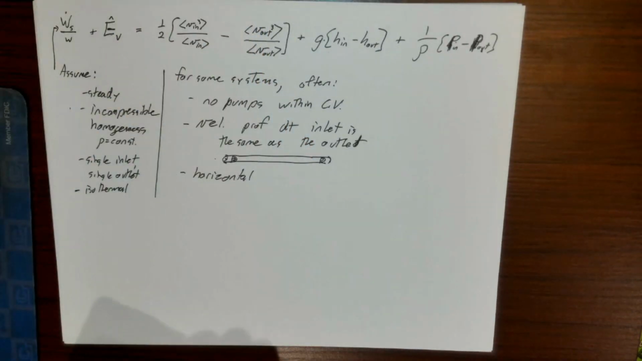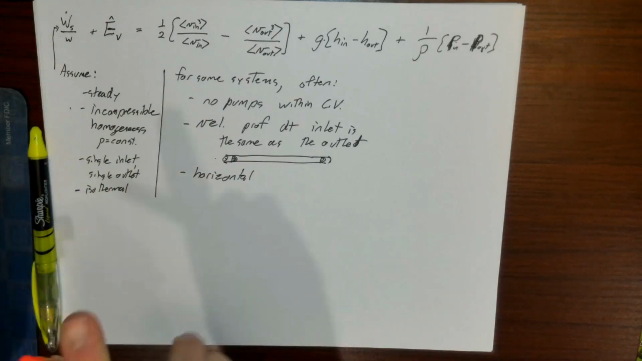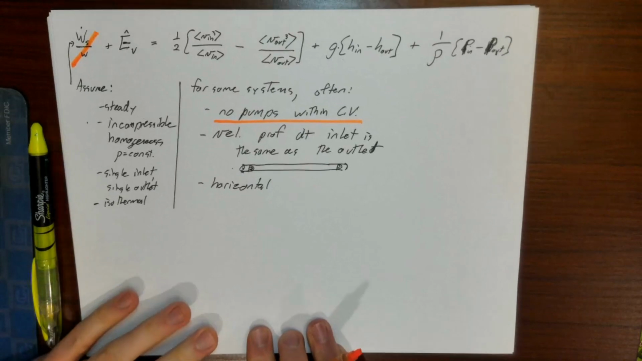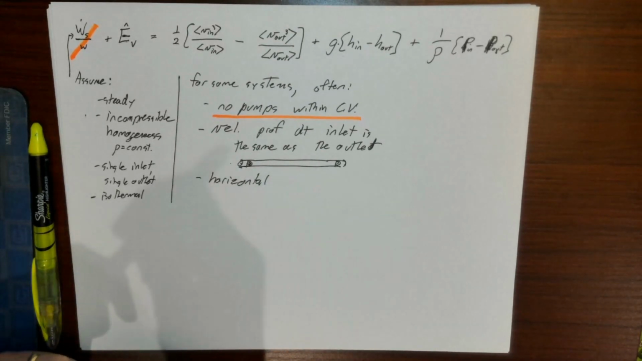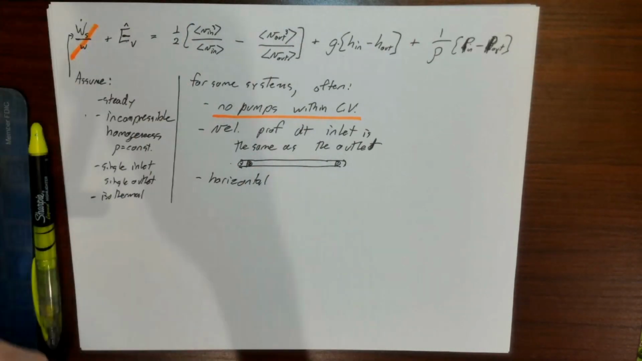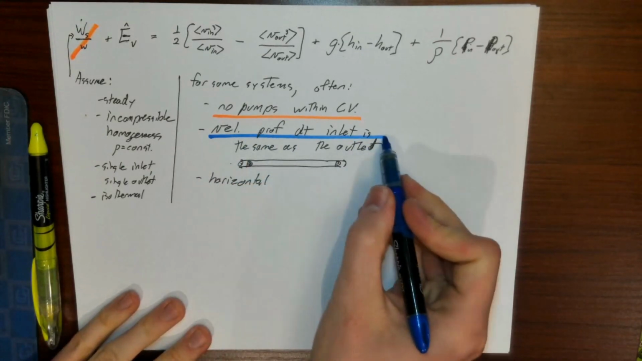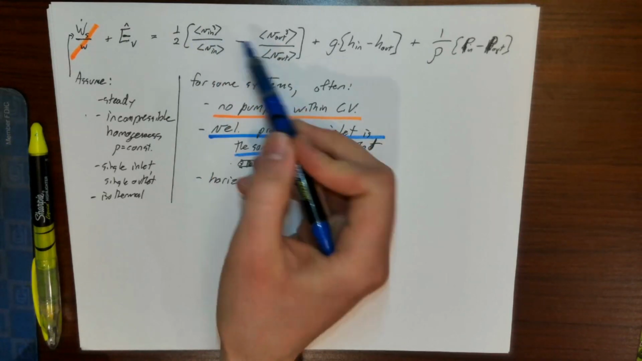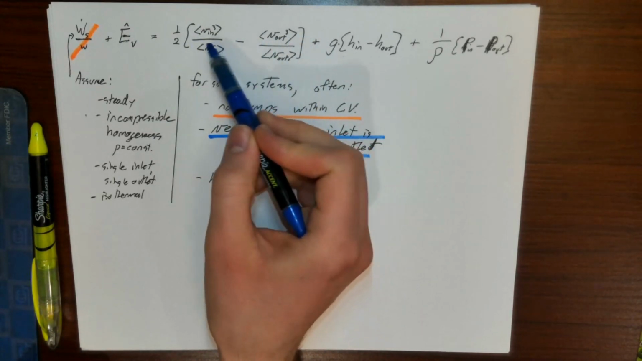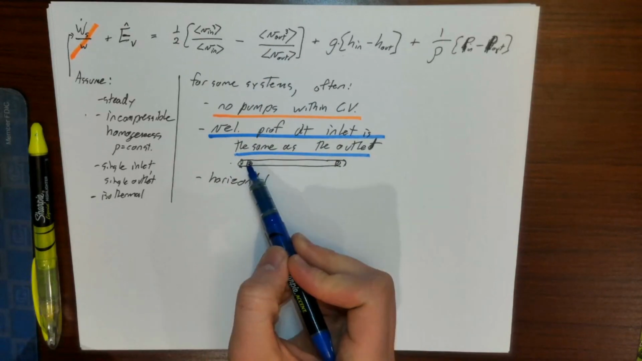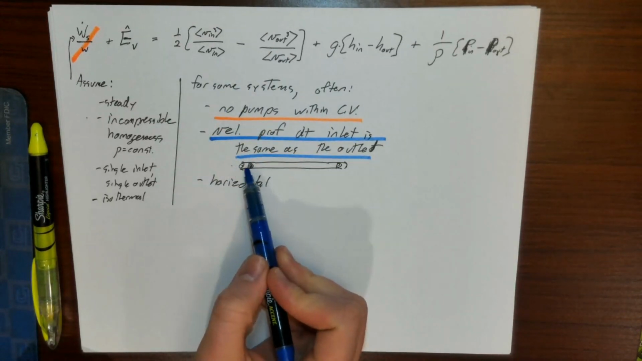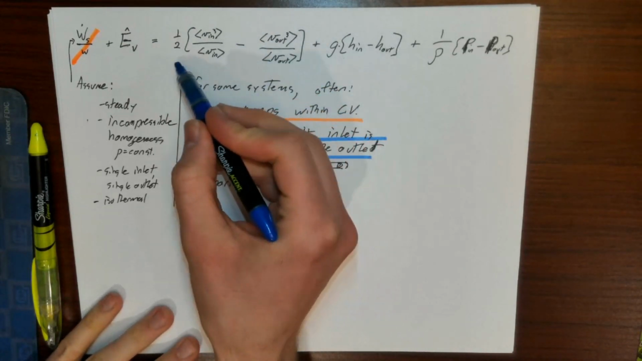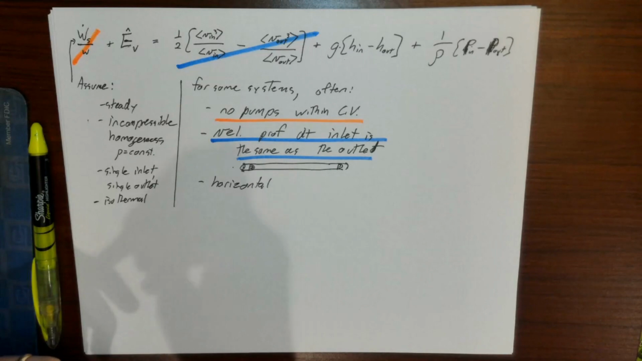So it turns out that if we have no pumps within the control volume, we can basically get rid of the term in conservation of energy that's associated with pumps. If we have a velocity profile that's the same at the inlet as the outlet, we don't actually really need to explicitly solve for what these kinetic energy terms are. As long as the velocity profile is the same in both, we have the same kinetic energy going in as going out, so there's no change in kinetic energy from the inlet to the outlet. So we can end up getting rid of this term as well.